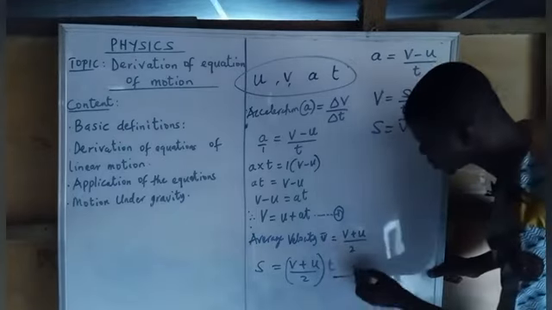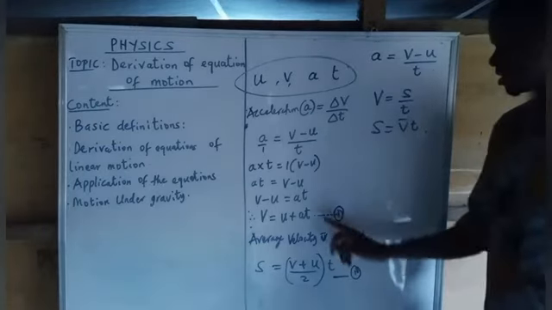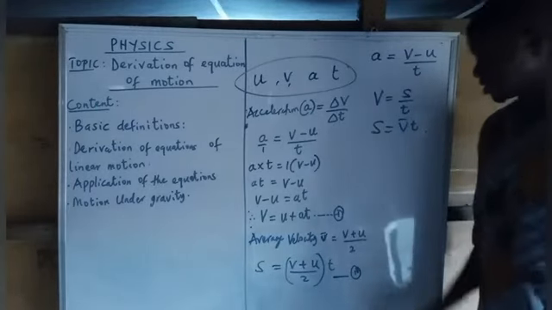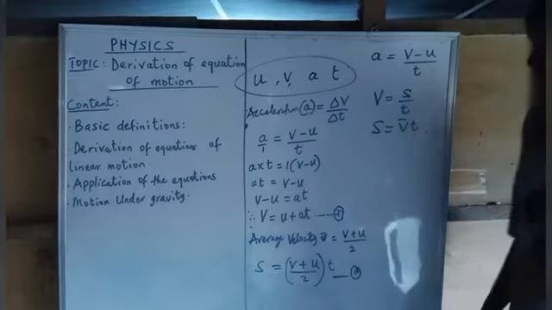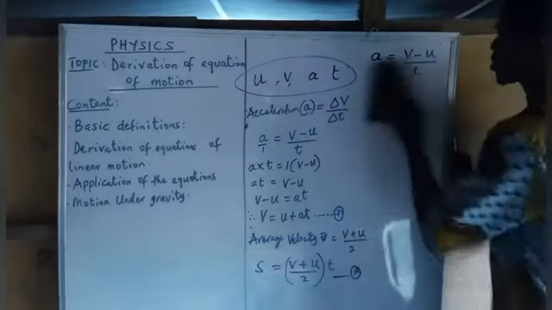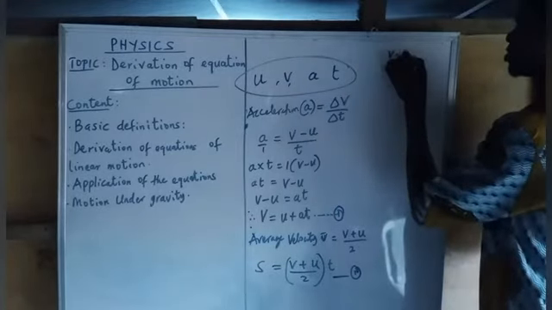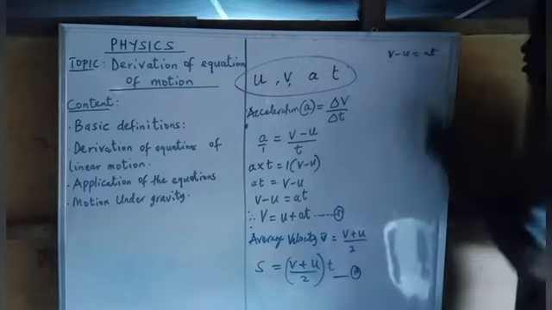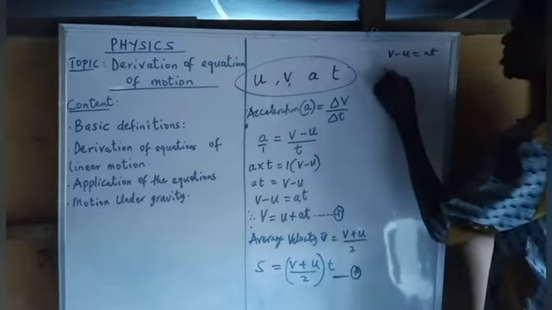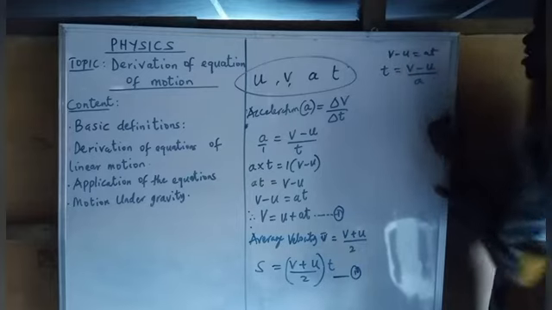Let's call this equation 2. Now, if you make T the subject of formula in equation 1, from equation 1 we have V minus U is equal to AT. Then make T the subject of formula. It means we have T is equal to V minus U, all over A.